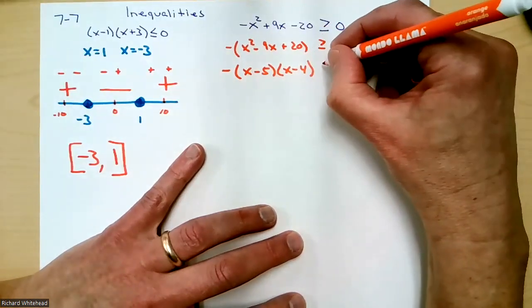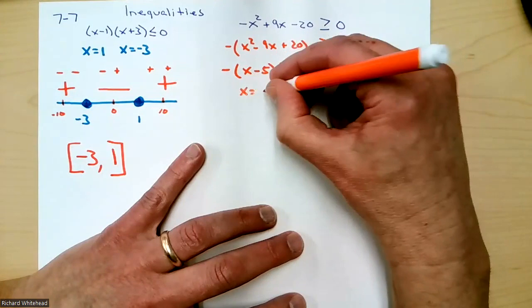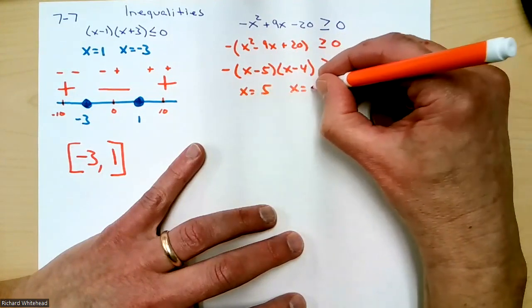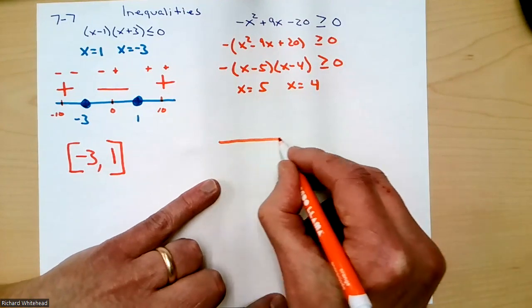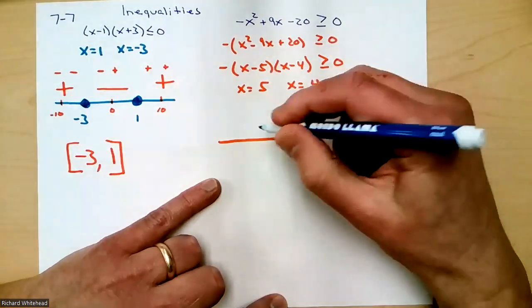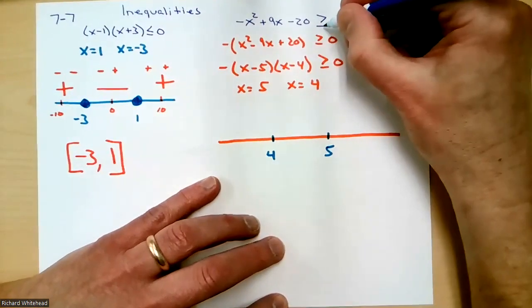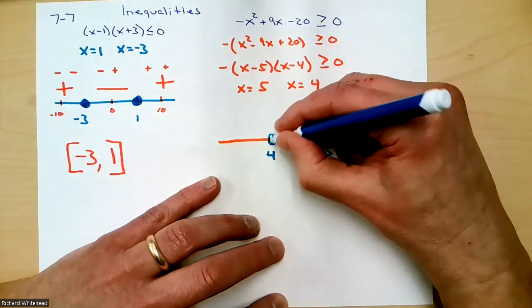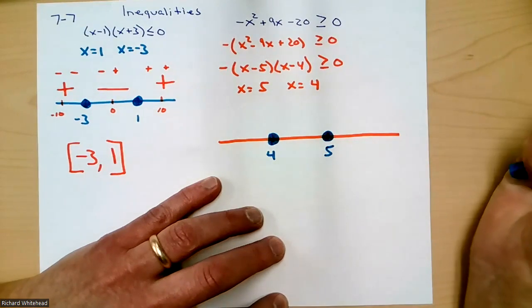So what do we get here? (x - 5)(x - 4) is greater than or equal to 0. So our zeros are 5 and 4. So we go to the number line, and we say, okay, my zeros are 4 and 5. It's greater than or equal to, so these can both be closed circles. Let's start doing some tests.